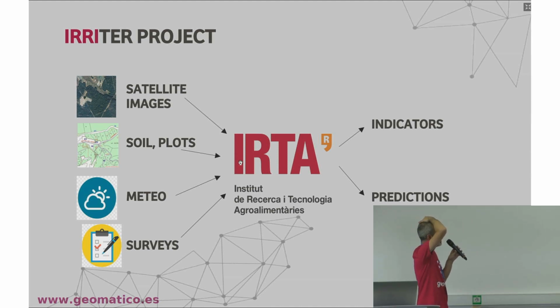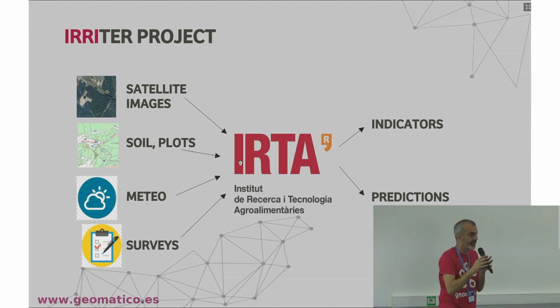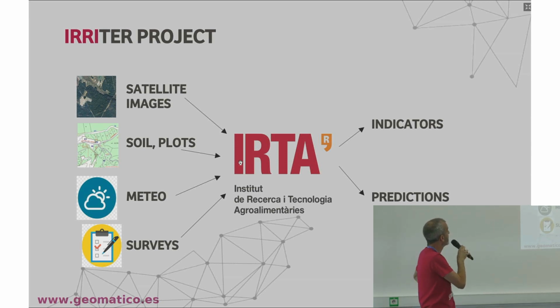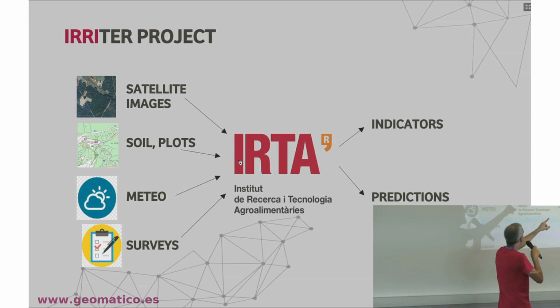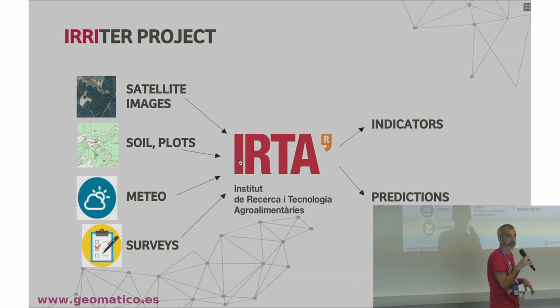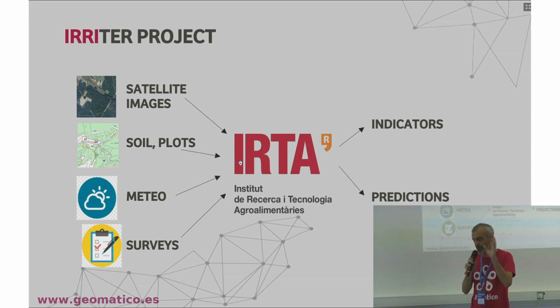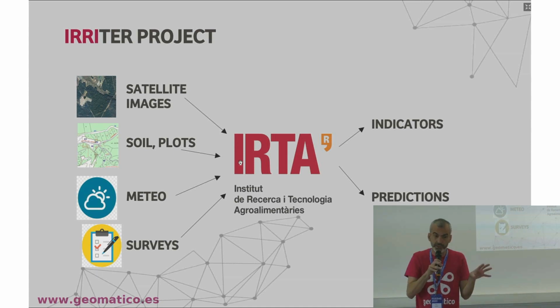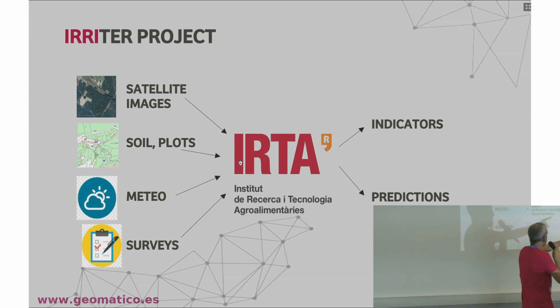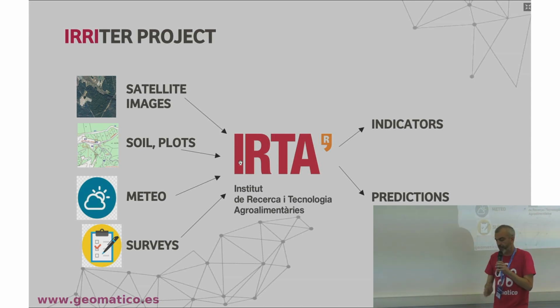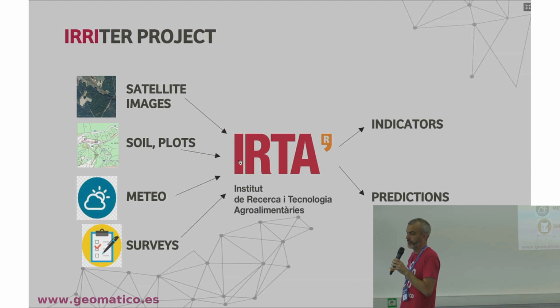Irriter is a project of the Agri-food Institute, and they have a huge database where they calculate indicators for irrigation. Okay, so how much water they put on each plot, and predictions. This is the important part. Predictions of how much water they need for each plot.